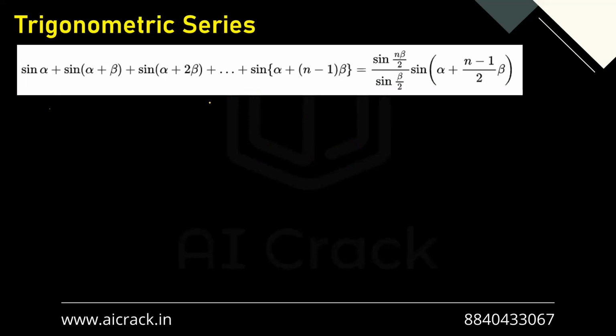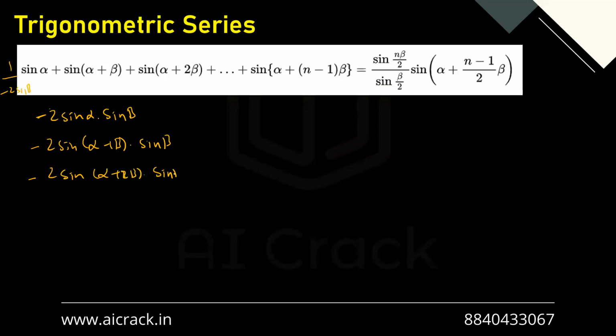Now let's look at the second approach. Let's multiply by sine beta, because that would give me a formula of sine A sine B, and that would become cos of A plus B minus cos of A minus B, right? So that might create a different series. So let's multiply by 1 upon minus 2 sine beta. So the first term would be minus 2 sine alpha dot sine beta. Second term would be minus 2 sine of alpha plus beta dot sine of beta. The third term would be minus 2 sine of alpha plus 2 beta dot sine beta, right?